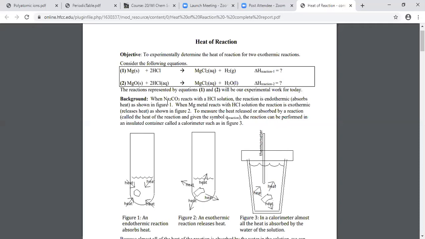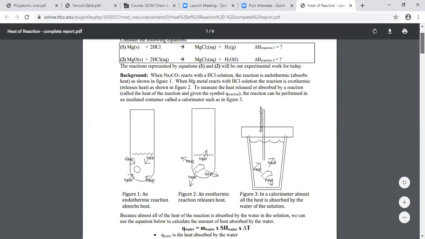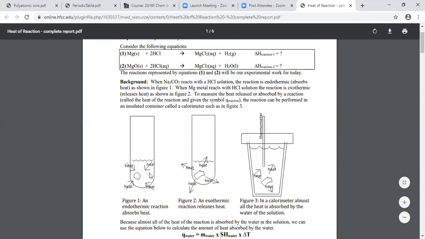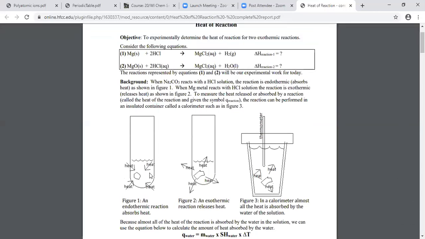They're talking about exothermic and endothermic reactions. And what they're showing here in figure 1 is an endothermic reaction. Okay, so it absorbs heat. That's where, when we were doing the chemical change lab, remember the test tube would feel extra cold when the heat was being absorbed into the reaction. So sodium carbonate, when it reacts with hydrochloric acid in a solution, is an endothermic reaction. It will absorb the heat, so you would feel a cold test tube on that one.